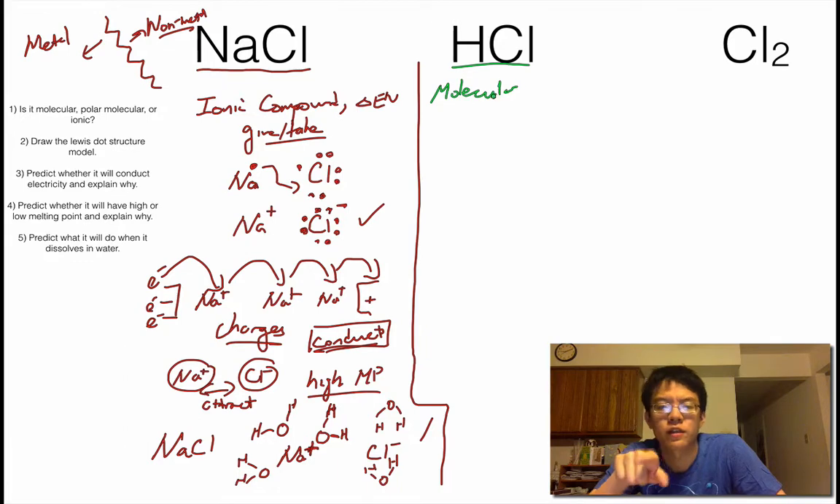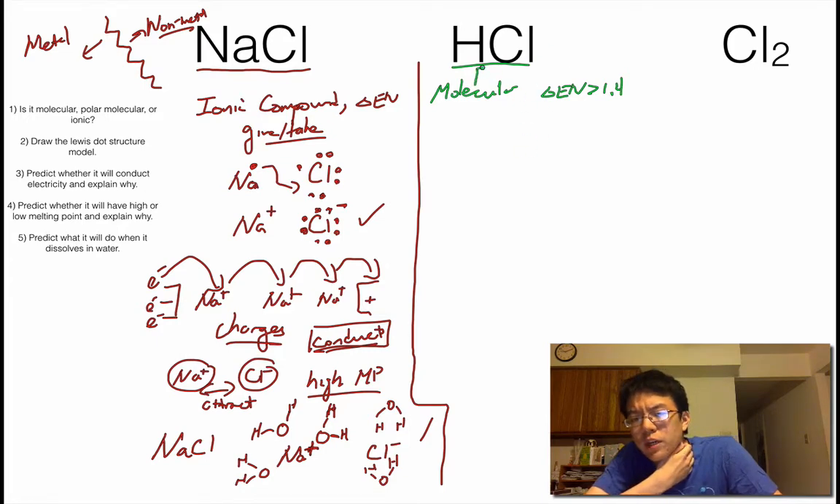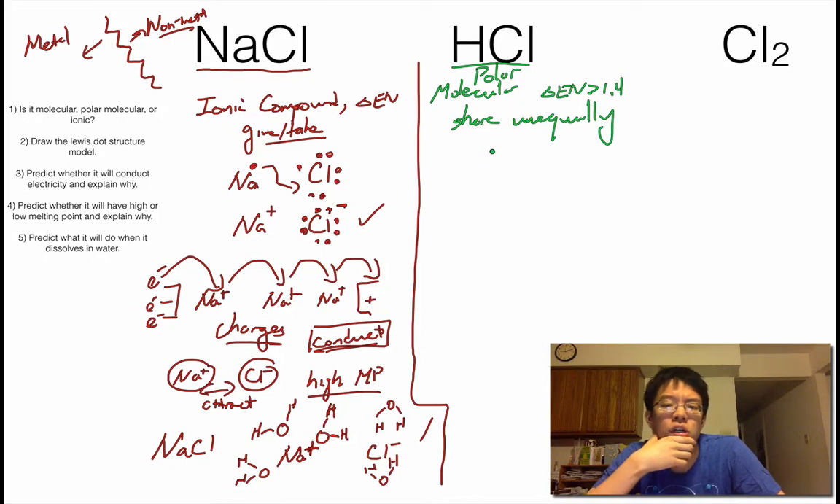However, if you look at the difference in EN, the difference in EN is very high. I think greater than 2, maybe? No. Maybe about 1.4, I forget exactly. So we know not only is this molecular, but it's polar molecular, which means they still share electrons, but they share unequally. Okay, they share unequally.